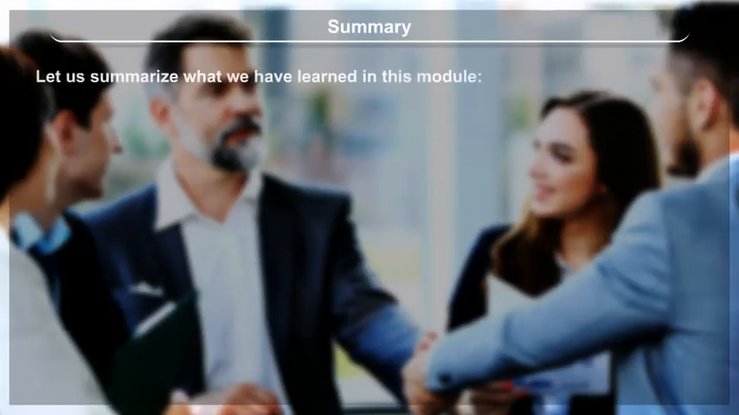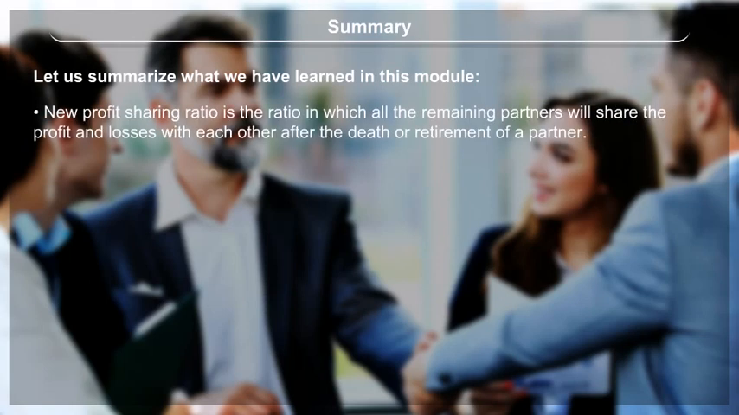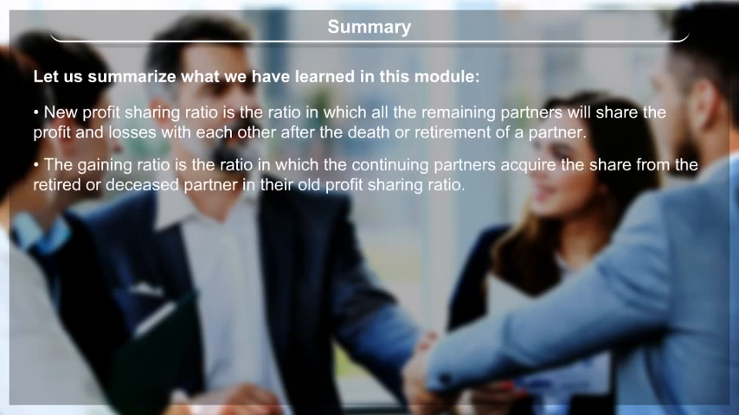Summary. Let us summarize what we have learned in this module. New profit sharing ratio is the ratio in which all the remaining partners will share the profit and losses with each other after the death or retirement of a partner. The gaining ratio is the ratio in which the continuing partners acquire the share from the retired or deceased partner in their old profit sharing ratio.